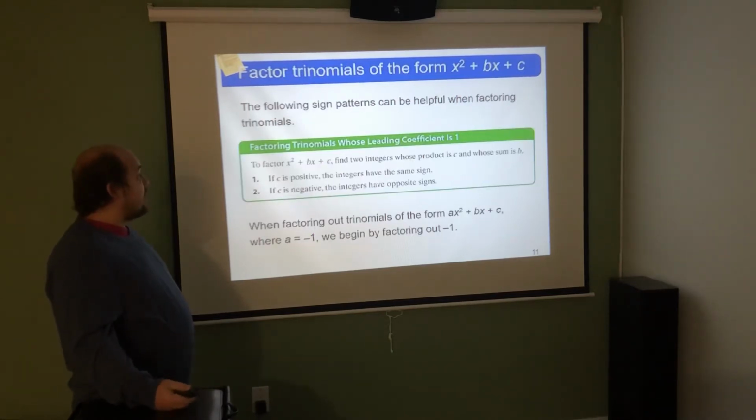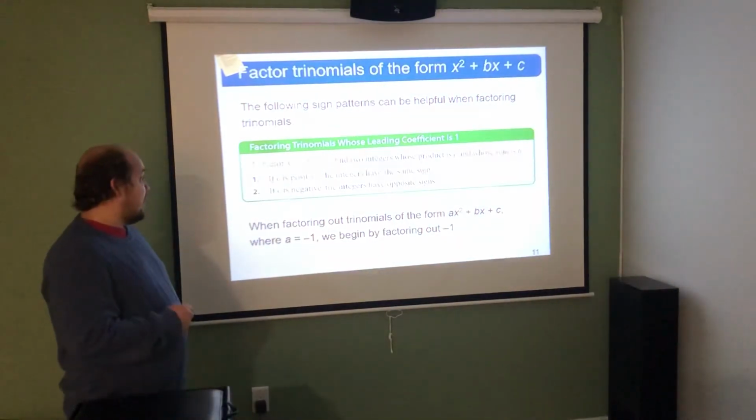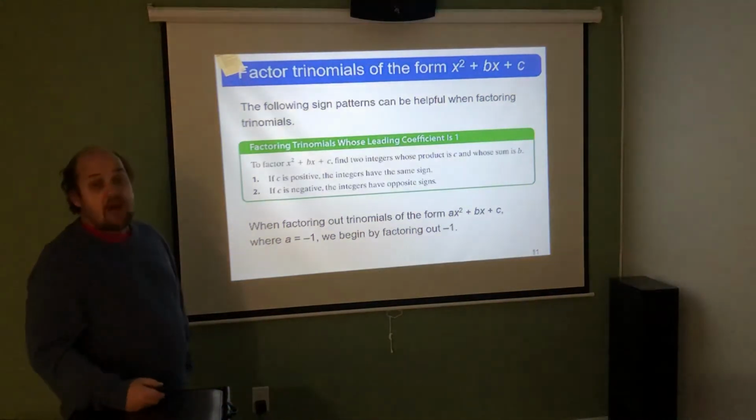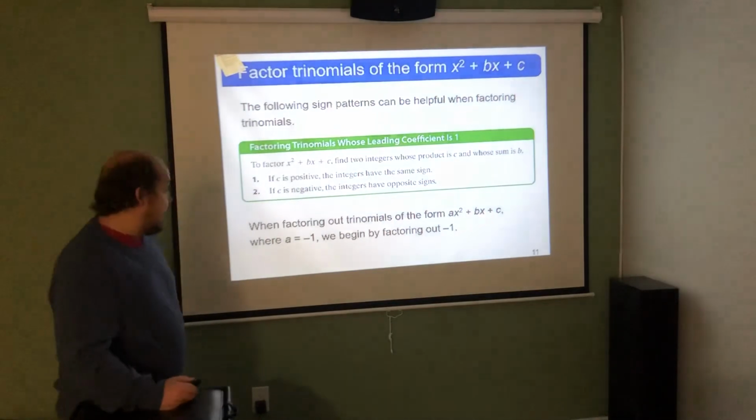So, the following sign patterns can be helpful. Factor x squared plus bx plus c. If c is positive, the integers have the same sign, and we're really going to add them when we look at the two factors. If c is negative, the integers have opposite signs, and we're really going to subtract them when we look at the two factors.